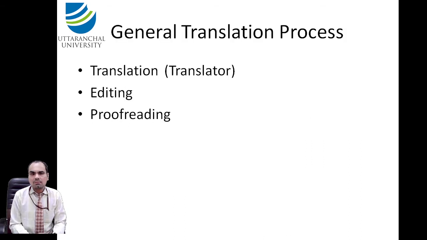Now we are talking about the translation process. What is it? Basically we are converting a language from low level to high level. This is the general process of translation. The translation is done by a translator, second is editing, and third one is proofreading. These are the general steps of the translation process.